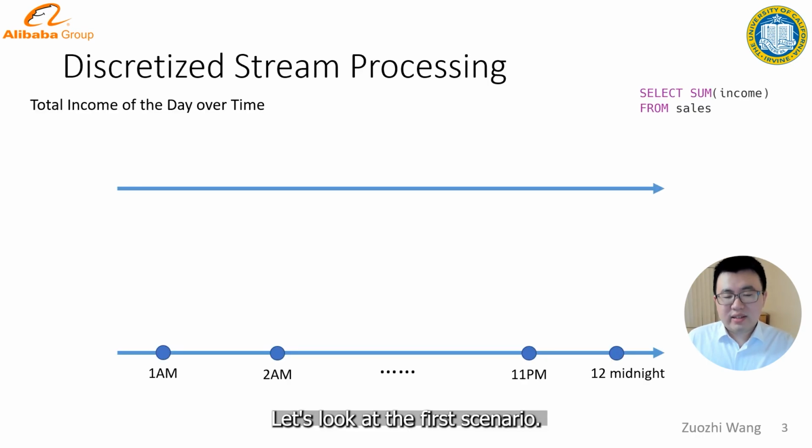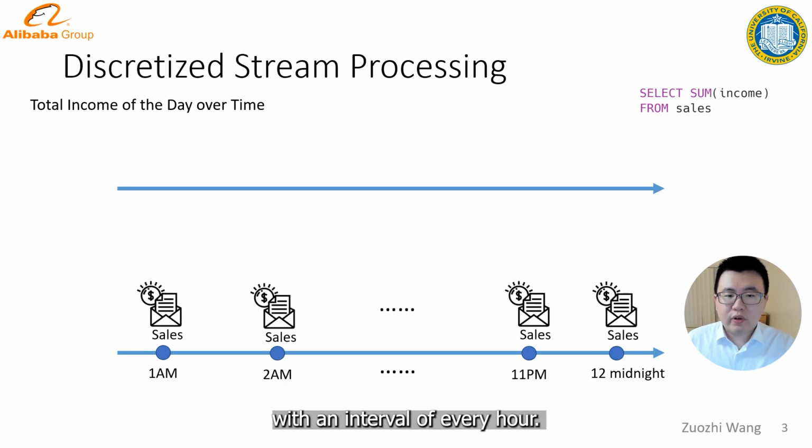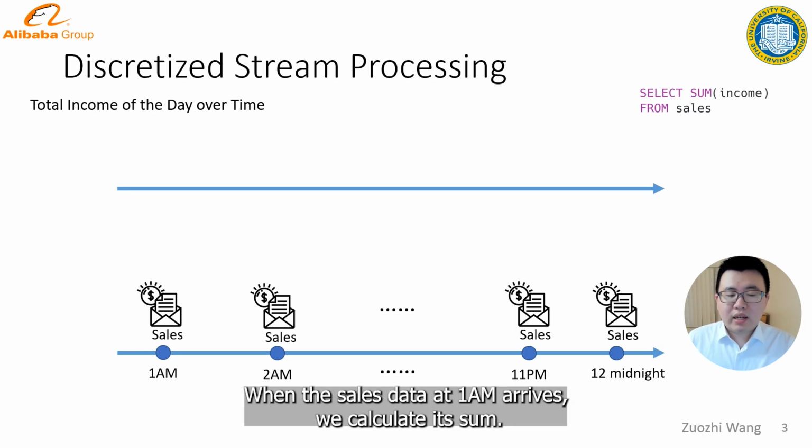Let's look at the first scenario. Suppose an online shopping company has its sales data continuously ingested with an interval of every hour. The user wants to calculate the total income of the day over time. When the sales data at 1 a.m. arrives, we calculate its sum.